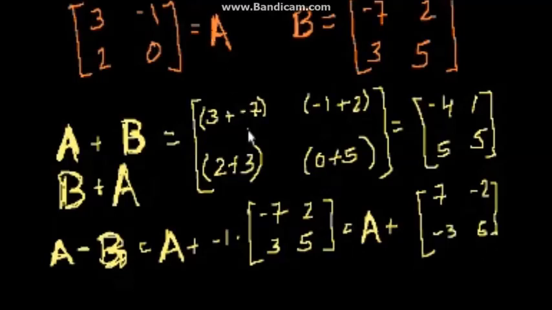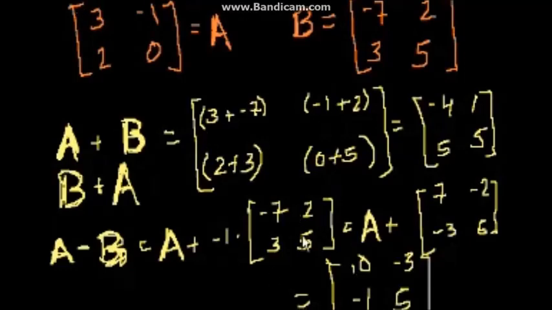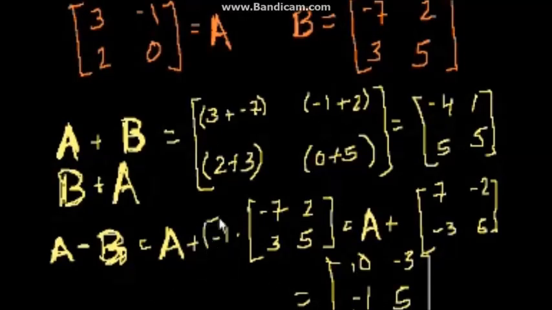And then we could do what we did up there, and we know what A is. So this would equal, let's see, A is up here. So 3 plus 7 is 10. -1 plus -2 is -3. 2 plus -3 is -1. And 0 plus 5 is 5. And you didn't have to go through this exercise right here. You could have literally just subtracted these elements from these elements and you would have gotten the same value. I did this because I wanted to show you also that multiplying a number times a matrix is just multiplying that number times all of the elements of the matrix.